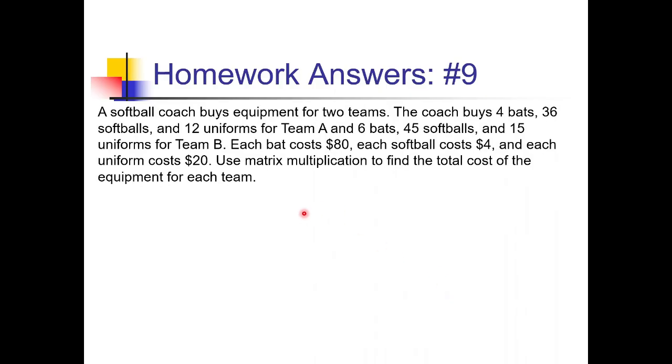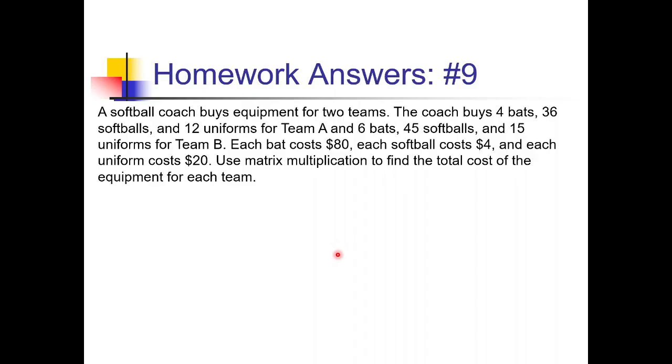For this problem, we have a softball coach buying equipment for two teams. We've got the coach buying 4 bats, 36 softballs, and 12 uniforms for one team, and 6 bats, 45 softballs, and 15 uniforms for the other. They give us the price, $84 and $20 for the bats, softballs, and the uniforms. I didn't know bats cost so much money, but now I know. We want to use matrix multiplication to find the total cost of equipment for each team. So that means we need to set up 2 matrices and multiply them together.